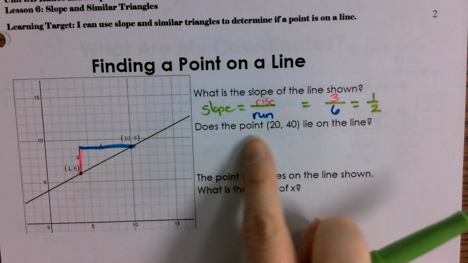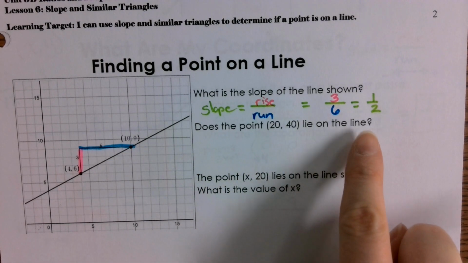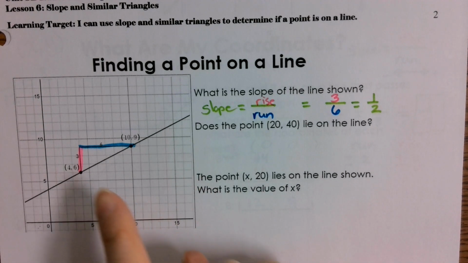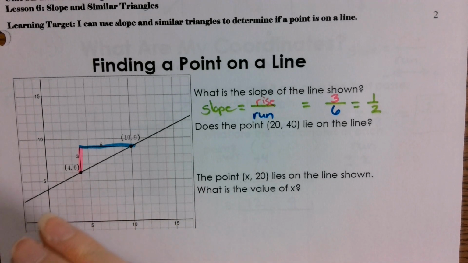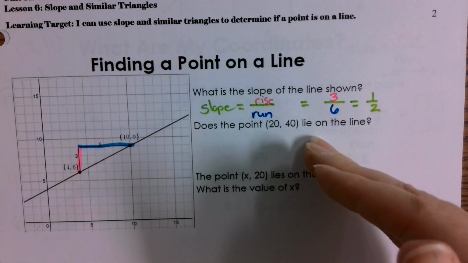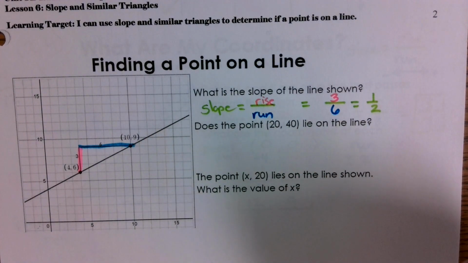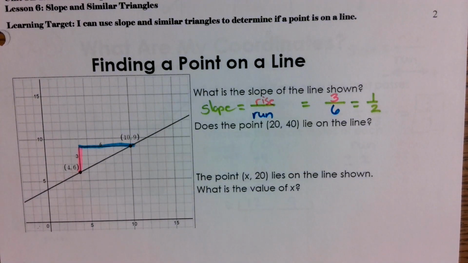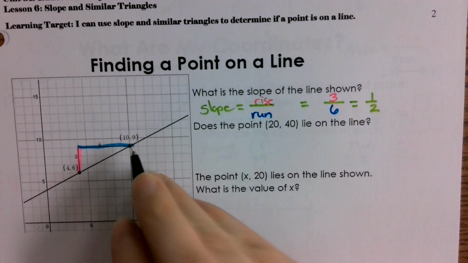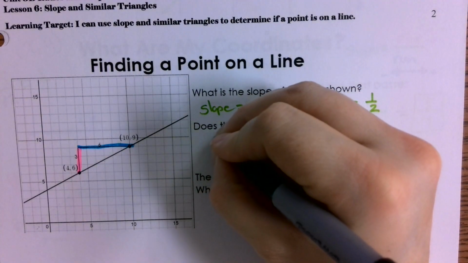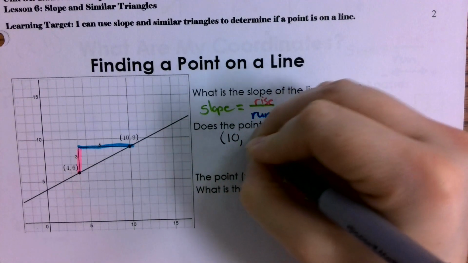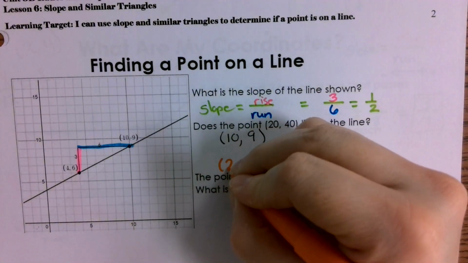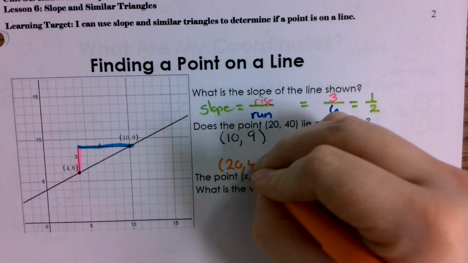We want to know, does the point (20, 40) lie on that line? So we're going to pick one of these points and see if going from that point to (20, 40) is going to create a slope of 1/2. It doesn't matter which point you pick. It doesn't matter at all. In fact, I'll just go ahead and pick (10, 9). So let's say that we started at (10, 9), and again, we want to get to the point (20, 40).